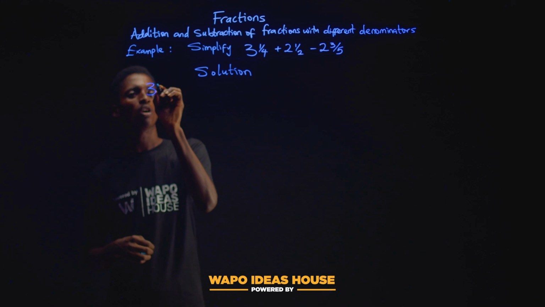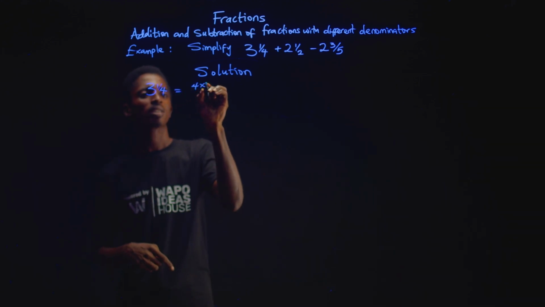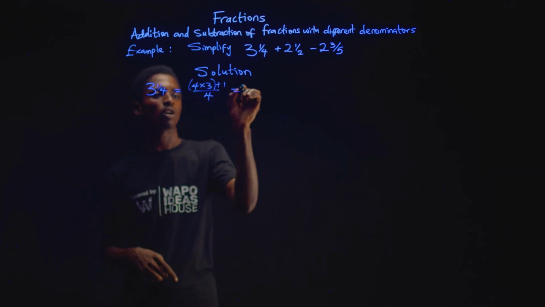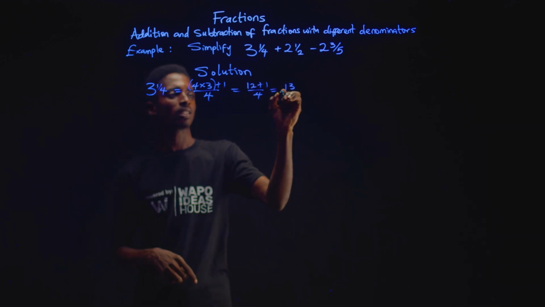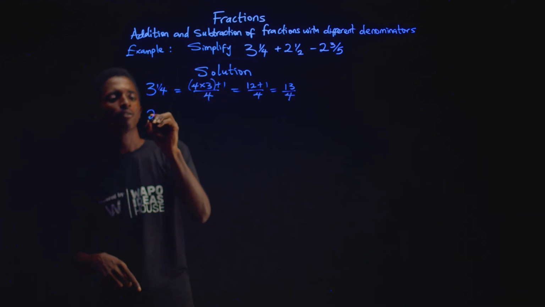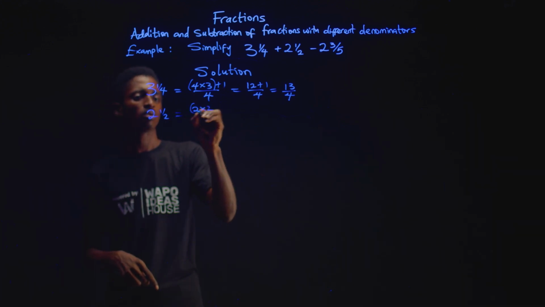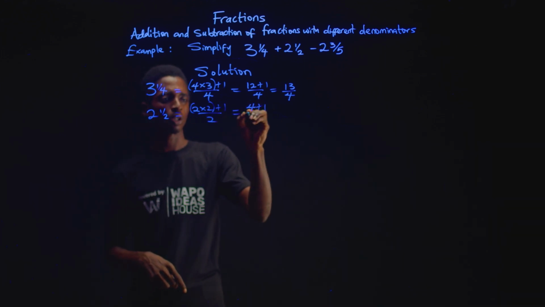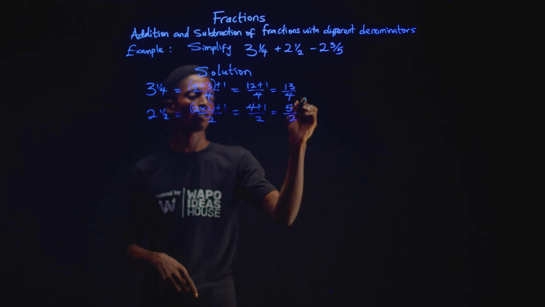So for 3 whole number 1 over 4, we will have it as 4 times 3 plus 1 over 4, which would give us 12 plus 1 over 4, and then 13 over 4. For the second mixed fraction, we have 2 whole number 1 over 2, which would give us 2 times 2 plus 1 over 2, which is 4 plus 1 over 2. And 4 plus 1, that is 5. So we have 5 over 2.